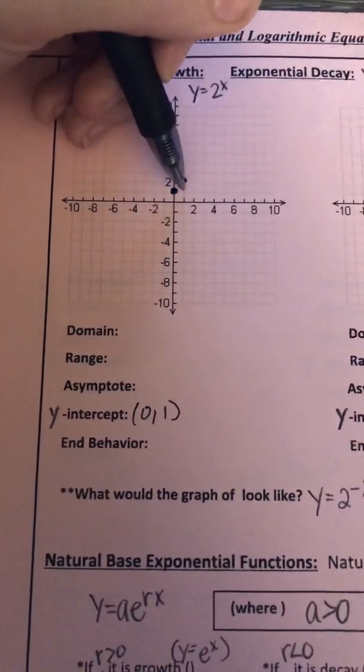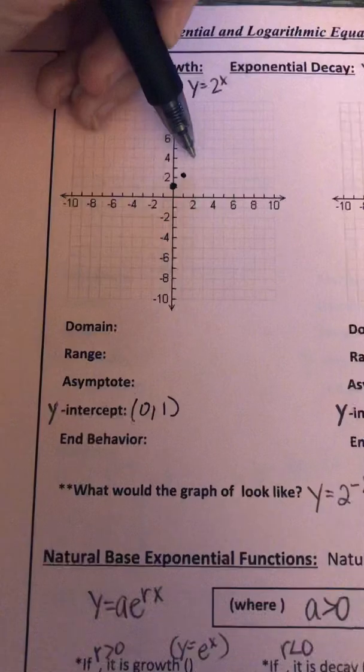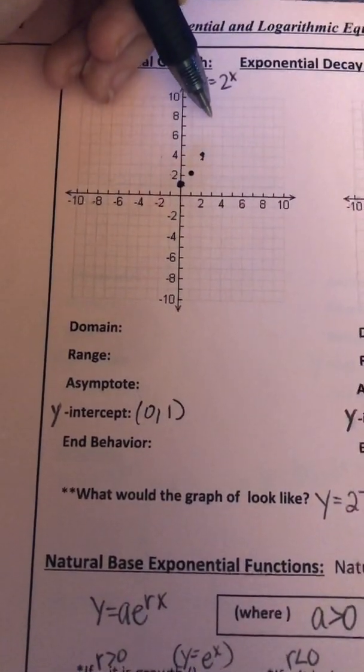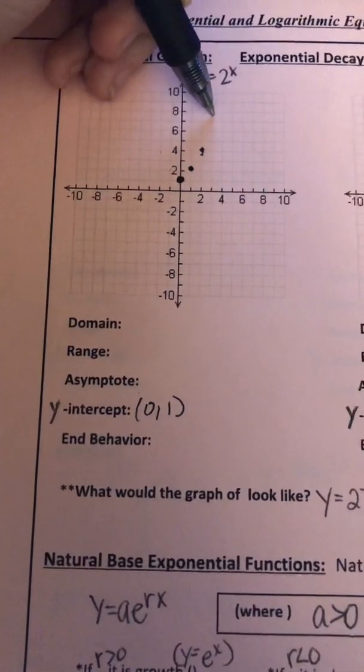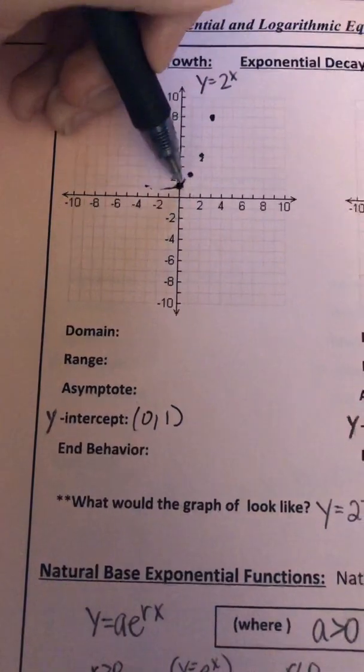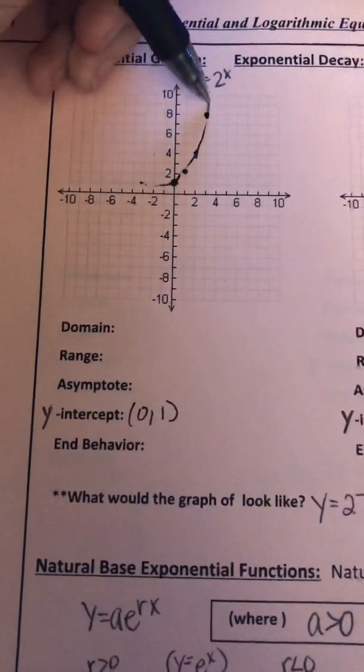So I'm kind of just sketching a graph of it. 2 squared would be 4. 2 cubed would be 8. And as you see, it really just kind of starts to climb upwards. So I'm going to just sketch a little bit of what it looks like here.